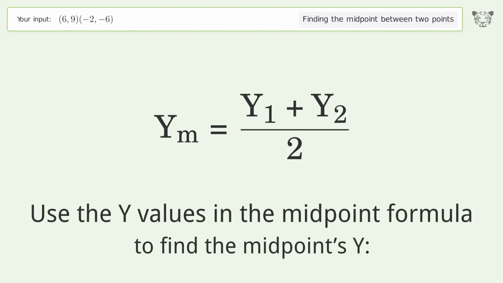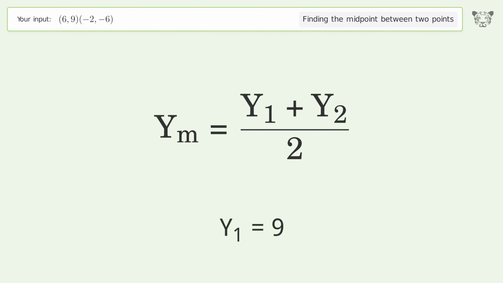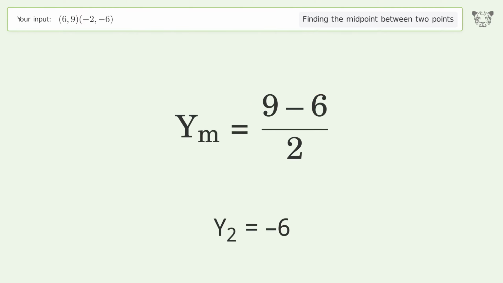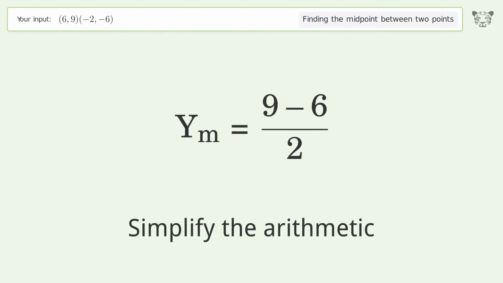Use the y values in the midpoint formula to find the midpoints y. y1 equals 9. y2 equals -6. Simplify the arithmetic.